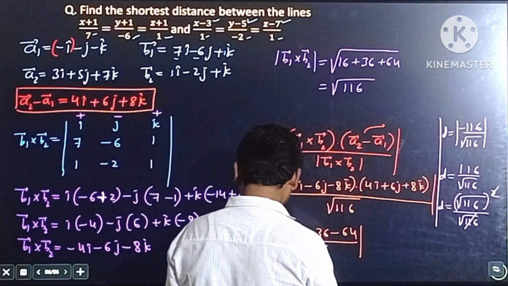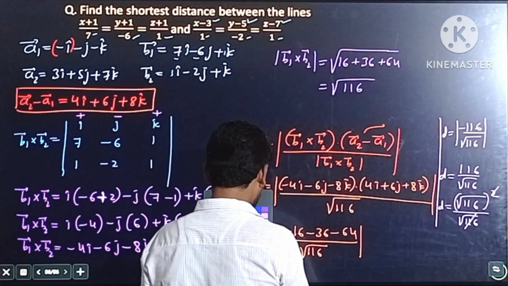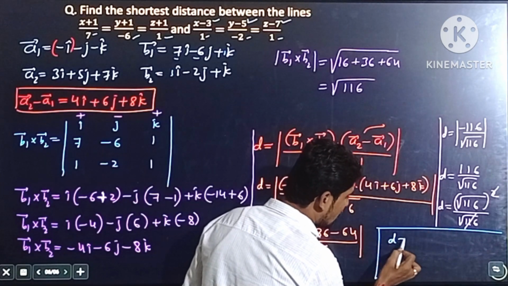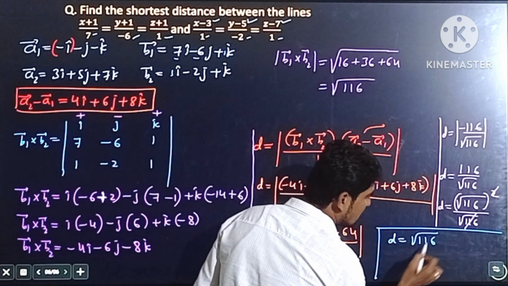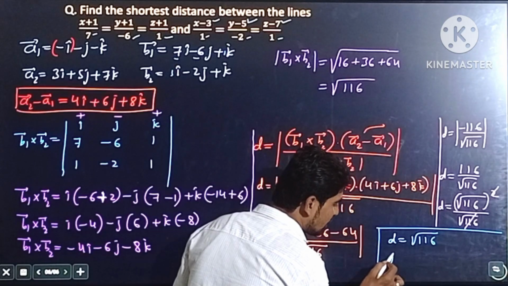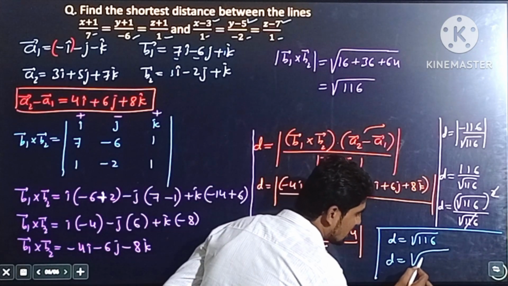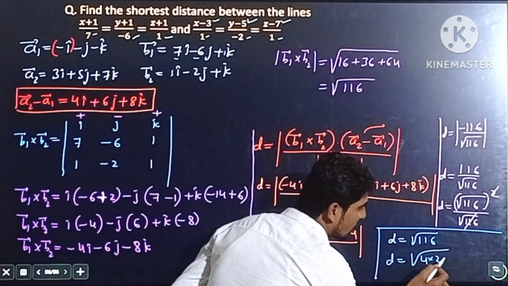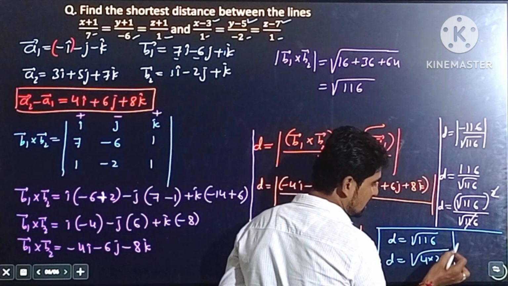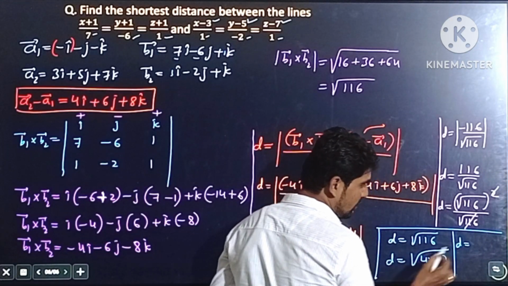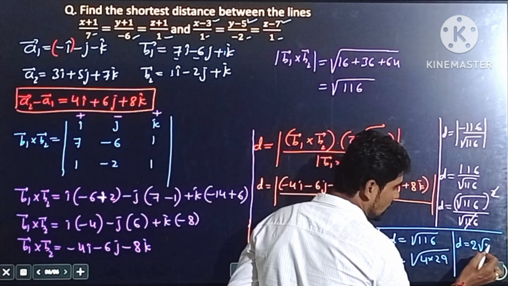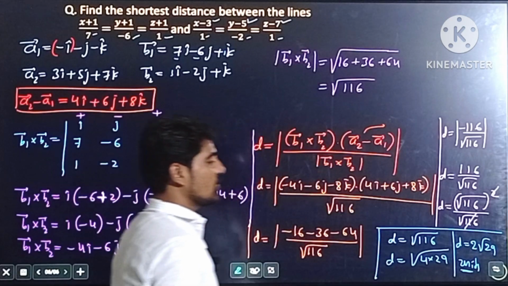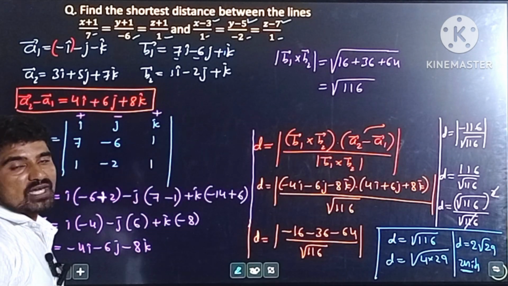Finally we got D is equal to root 116, and root 116 can be written as the square root of 4 times 29, since 4 2s are 8, remains 3, 4 9s are 36. Hence the final answer: D equals the square root of 4, which can be written as 2 root 29 units. Therefore, the required shortest distance between the given lines is 2 root 29.